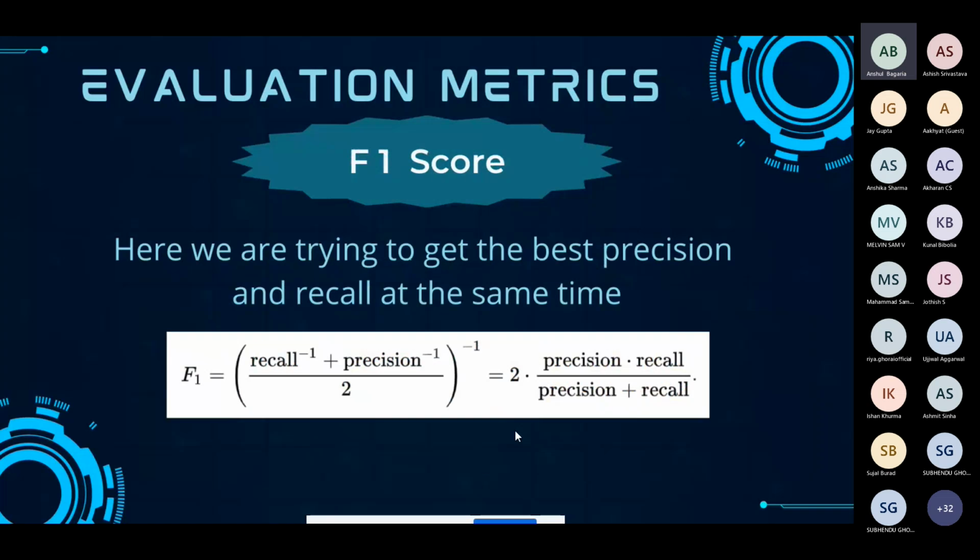Now then we have an F1 score. It is basically a harmonic mean of the precision and the recall. So here what we're trying to get is the best precision and recall at the same time. That's why we're using the harmonic mean.